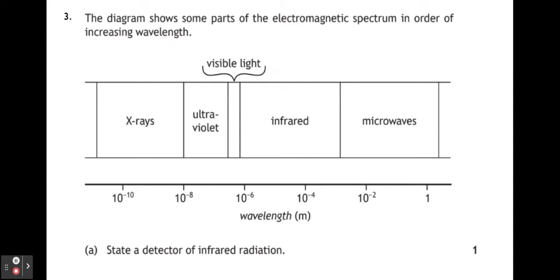So, this is one thing that we need to be able to do, is remember a detector and an emitter of each type of radiation. There are a number of these which are given in your course notes or in your revision guide. The one I would use probably for infrared is photodiode and meter.